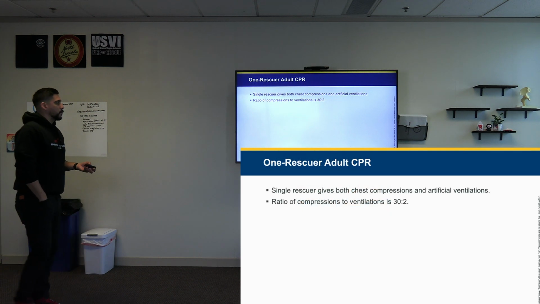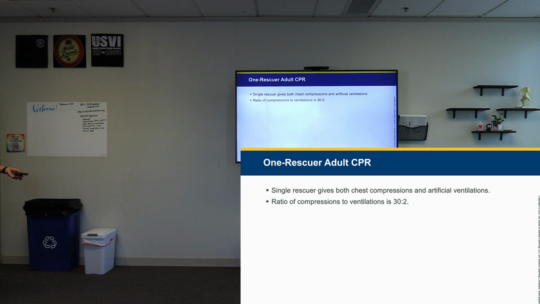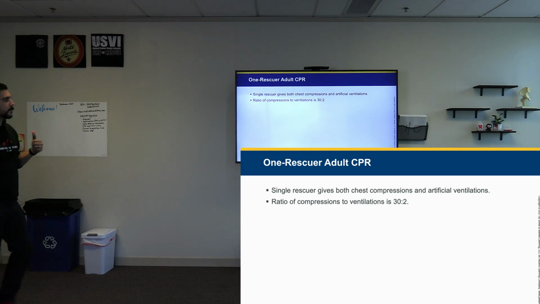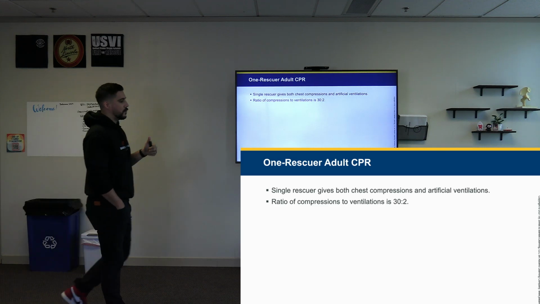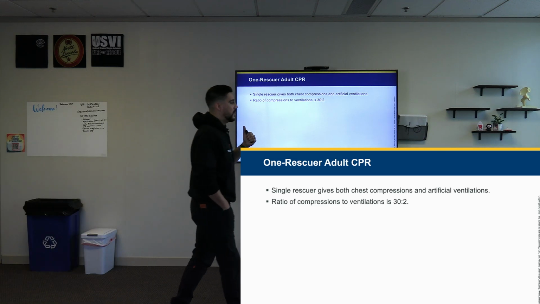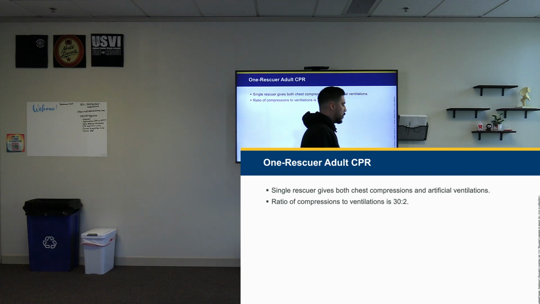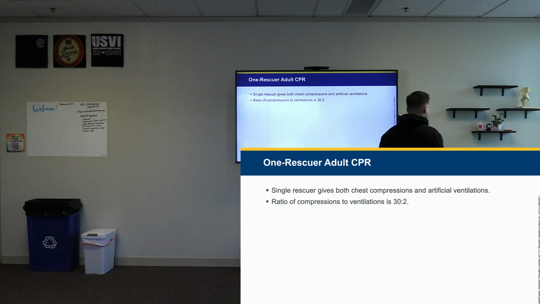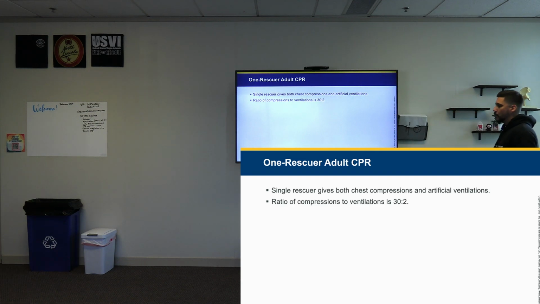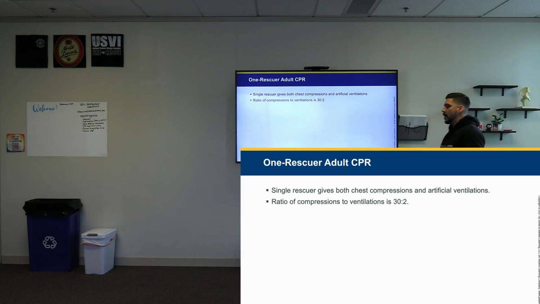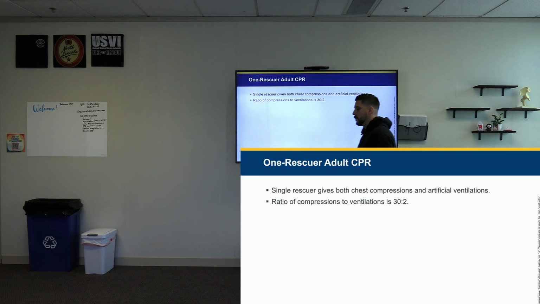Now let's say you're a single rescuer for adults. You show up, you're the only one there. We have a very set ratio of compressions to ventilations, and that ratio for single rescuer adult is 30 compressions to 2 breaths. So you'll do your 30 compressions, getting that adequate depth and rate. Depth is about 1/3 the chest, and then our rate is 100 to 120, allowing for full recoil. After we get our 30, give 2 breaths.